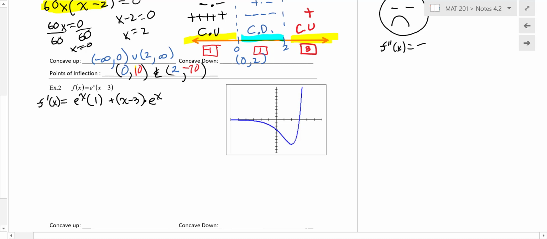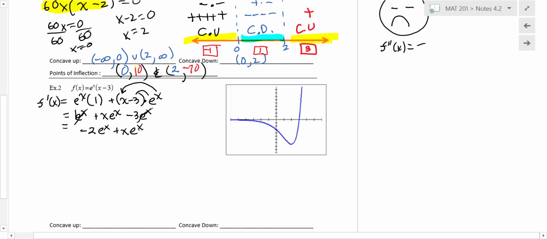Now what I would recommend doing is clean this up before you go to the second derivative if you can. I'm going to write that as e to the x. I'm going to distribute this to get x e to the x, and then I'm going to get minus 3e to the x like that. I like to simplify things to make my second derivative easier if I can. These are like terms, right? That's 1 minus 3. So that's negative 2e to the x plus xe to the x like that.